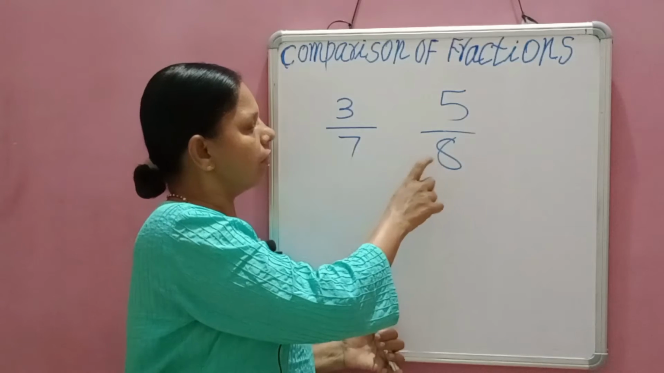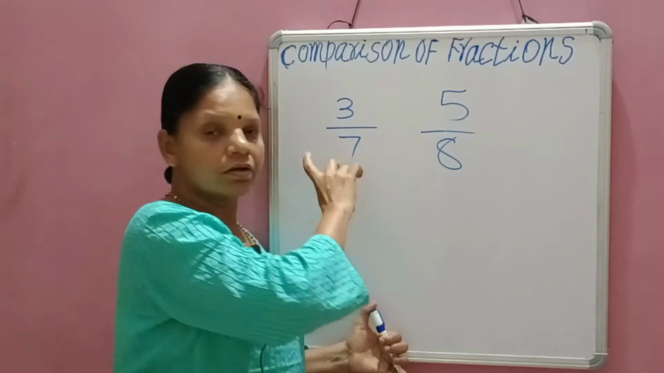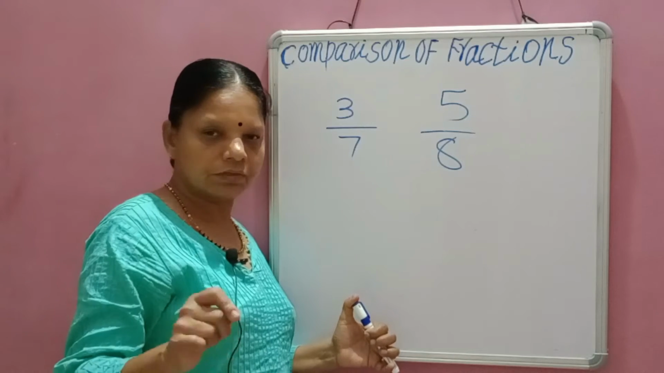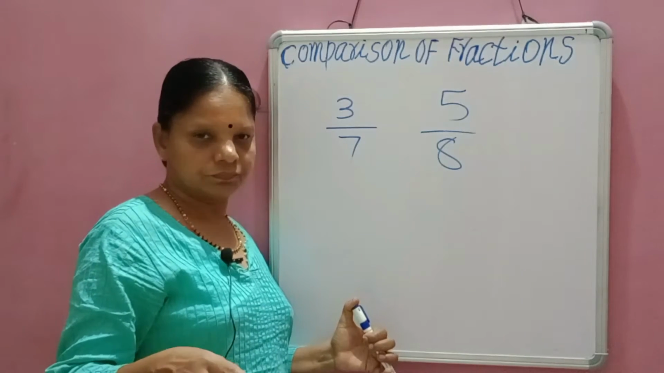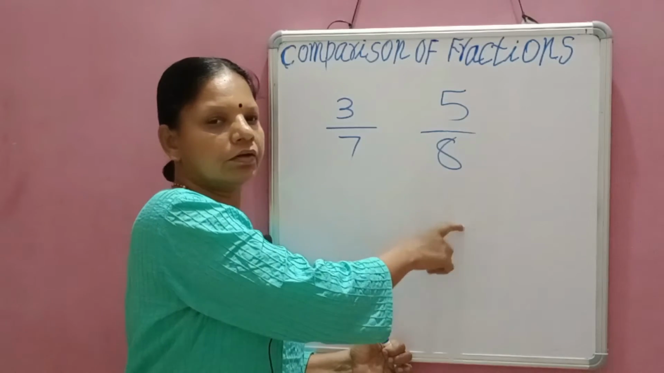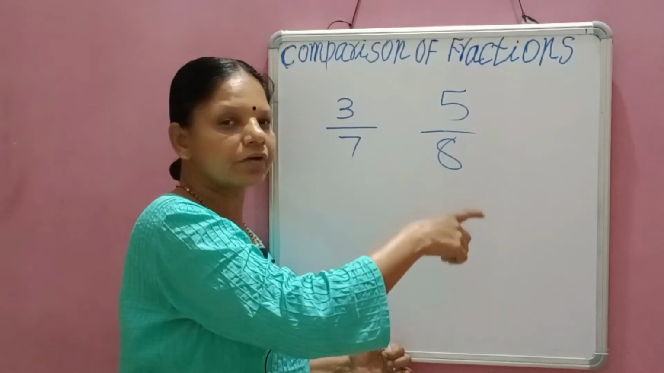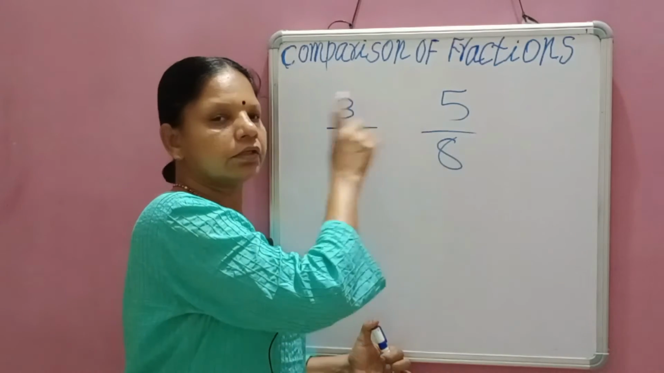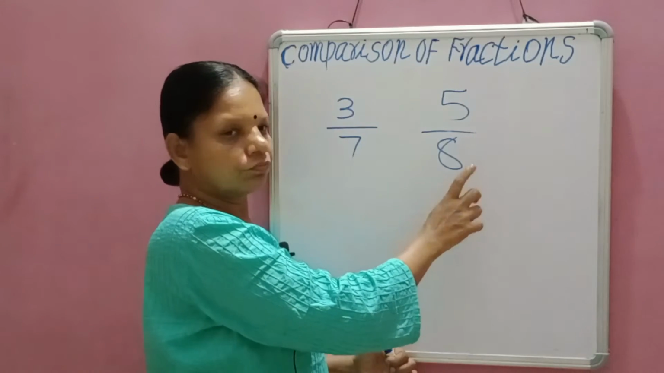Here the denominators are 7 and 8. We will equalize the denominators. That will be easier. There is no question of reversing the result. So what do we have to equalize? The denominators of both the fractions, making them equal without changing the value of the fraction. That is, you have to find the equivalent fraction for these two fractions such that the denominators of both the fractions are same.